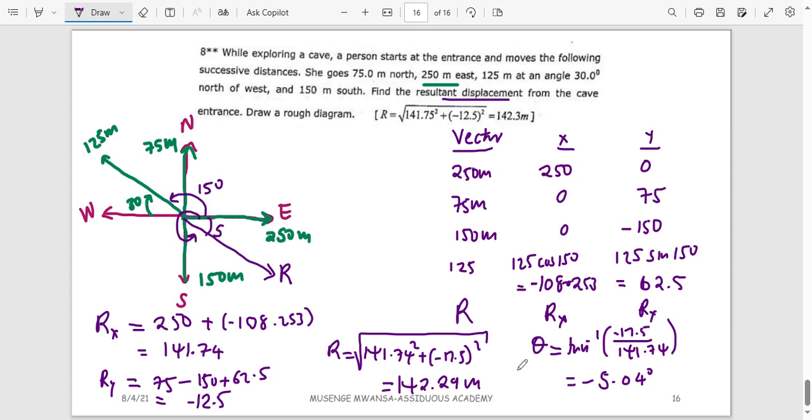So simply add 360 to this angle, and that is going to give us 354.96 degrees. This would be the complete answer if they said find the resultant vector. And that is it, my friends, on vectors.